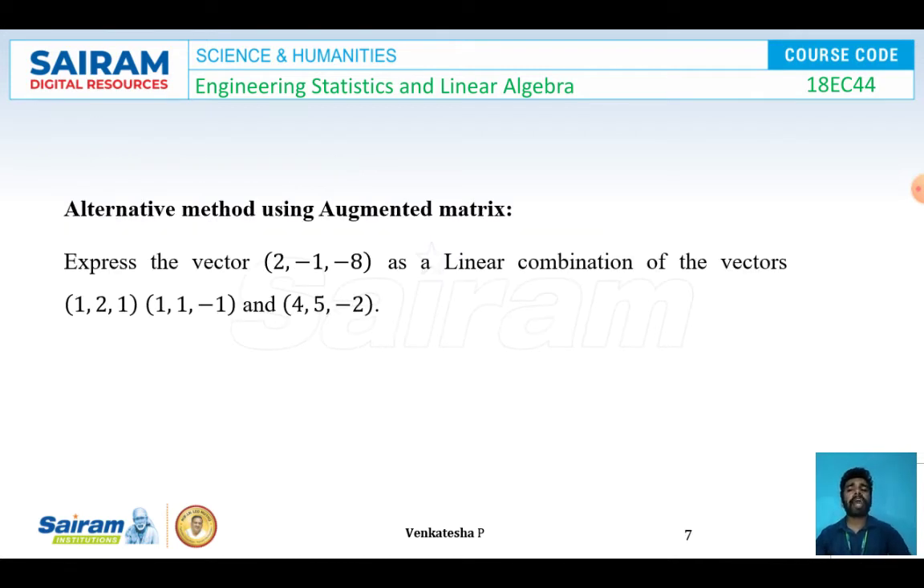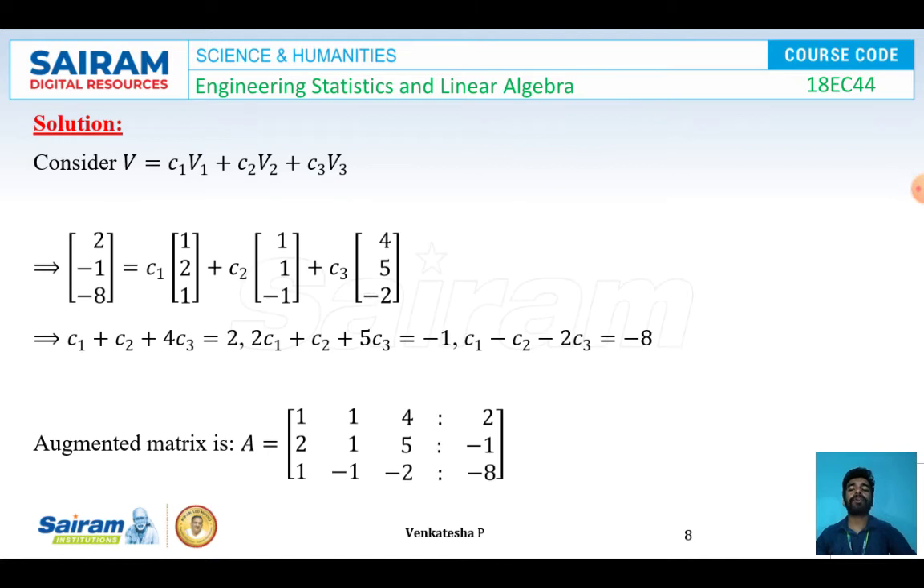The same problem can be solved by using the concept of the augmented matrix also. Now we will see how to solve the problem by using the augmented matrix. So first consider the linear combination equation: V is equal to C1 V1 plus C2 V2 plus C3 V3. In the place of V, V1, V2, V3, I am taking the given vectors in the form of matrices. So it is given by (2, -1, -8) is equal to C1 into (1, 2, 1) plus C2 into (1, 1, -1) plus C3 into (4, 5, -2).